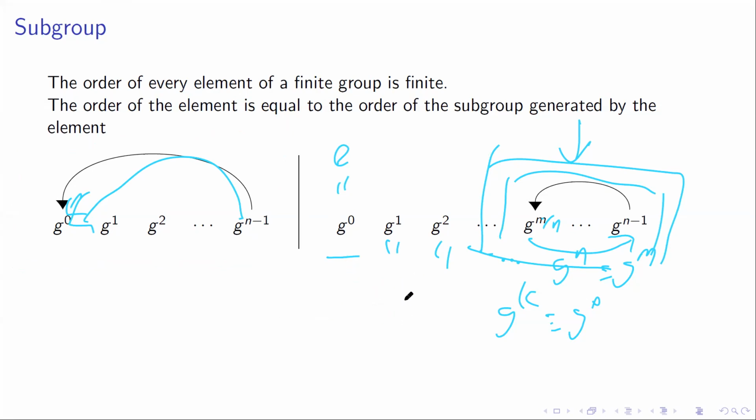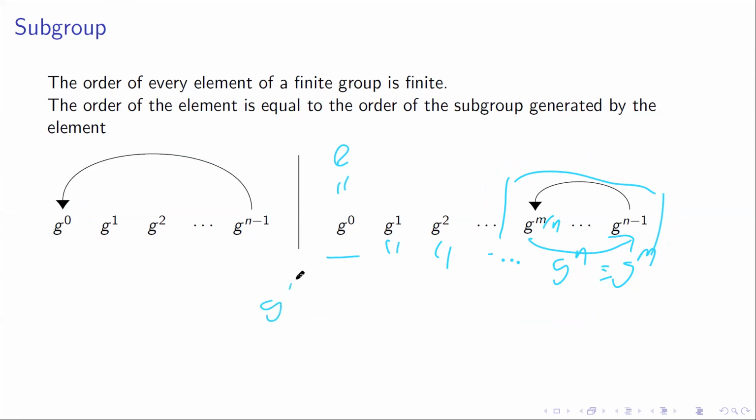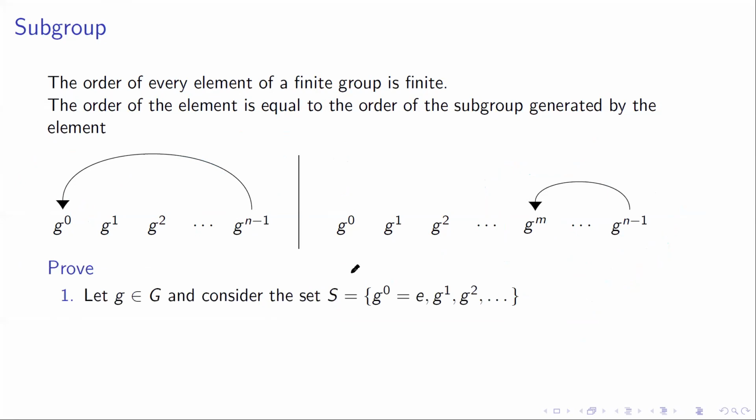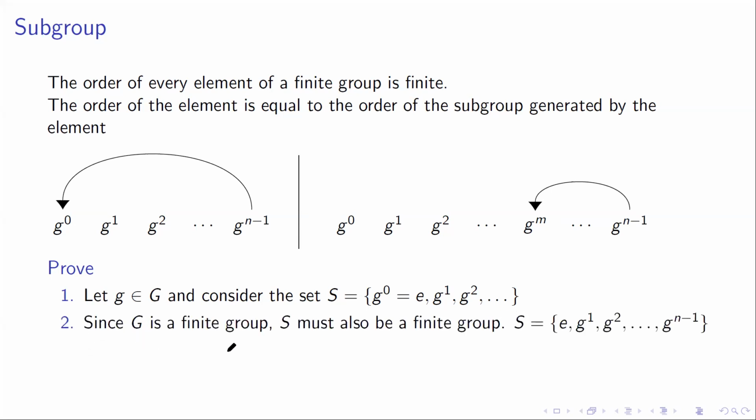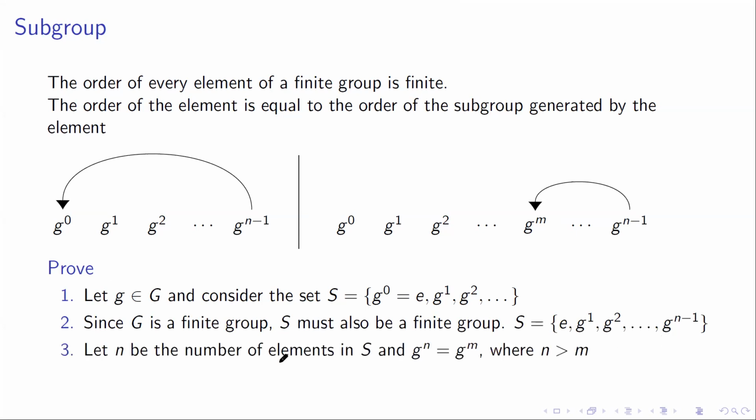So what we need to prove right now is that Gm is equal to G0, because this cycle must exist. So how can we prove this? Let's start with this basic thing. We let the set S be G0, G1, G2, and so on. Since G is a finite group, S must also be finite. Let N be the number of elements in S. So here we have N elements, and the last element, Gn, is equal to Gm, where N is larger than M.